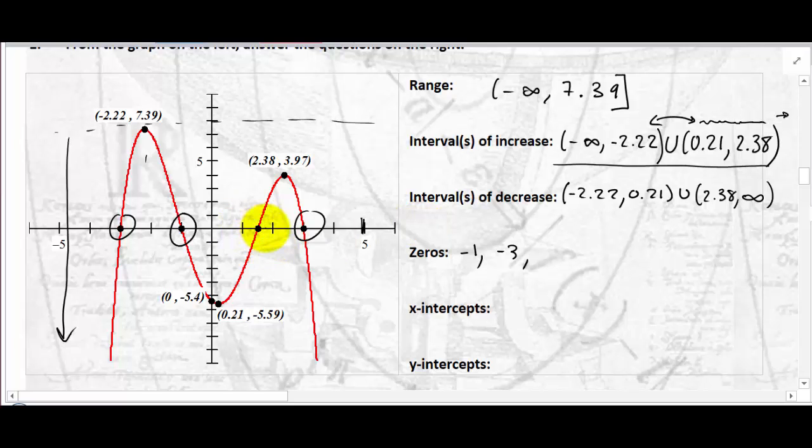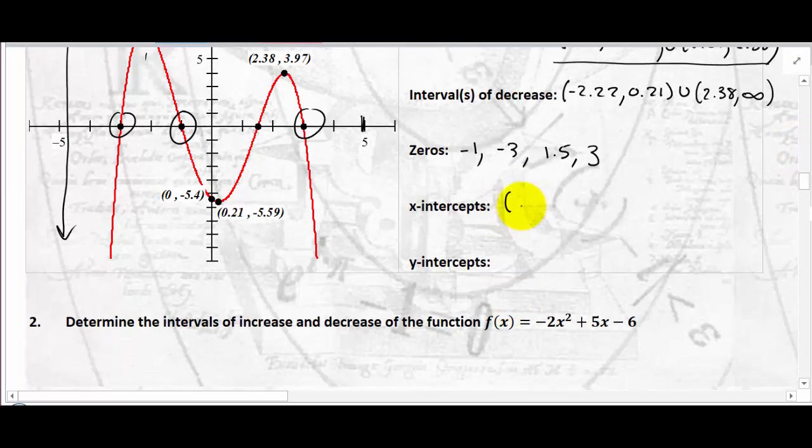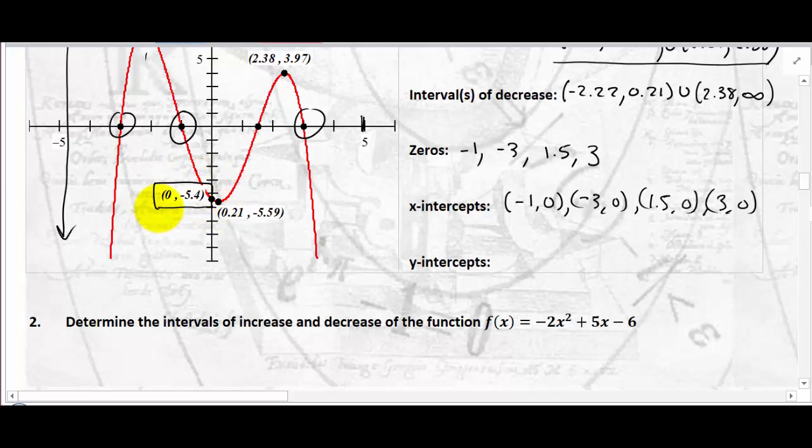Then I have, what is this? I'm guessing this is 1.5. 1.5 is 0. It's not clear enough, but anyway. And 3 is a 0. The x-intercepts, well, if you get the zeros, that's pretty straightforward: negative 1, 0; negative 3, 0; 1.5, 0; and 3, 0 are your x-intercepts. The y-intercept, I'm giving it to you. It's right here. It is going to be 0, negative 5.4. Here we go. That's it.